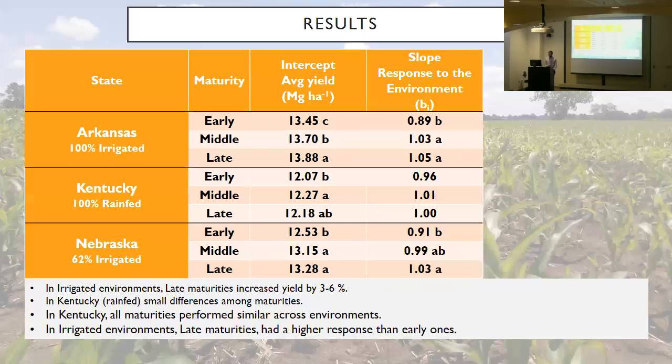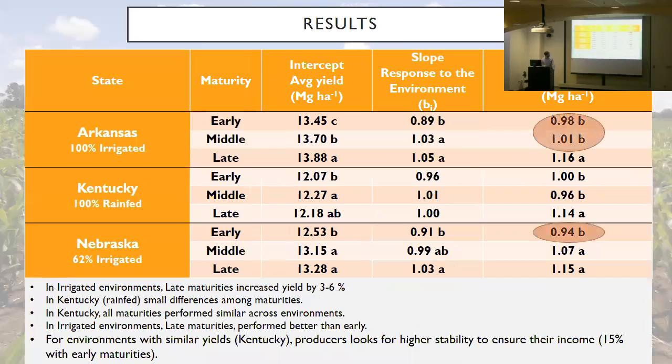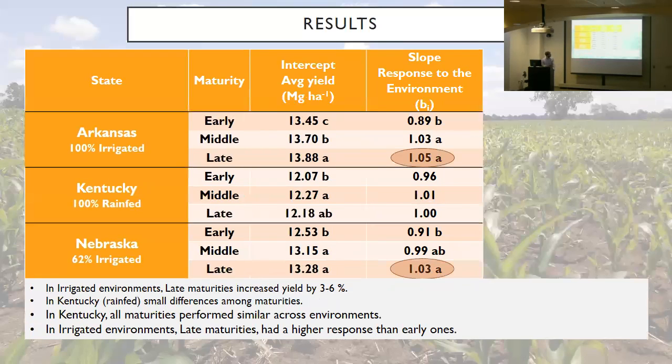When we take a look at the slope, or the response to improvements in the environment, we can see that late maturities increase the response to the environment. And here we see that in Kentucky, no differences were found, indicating that the response of all maturity groups was similar.